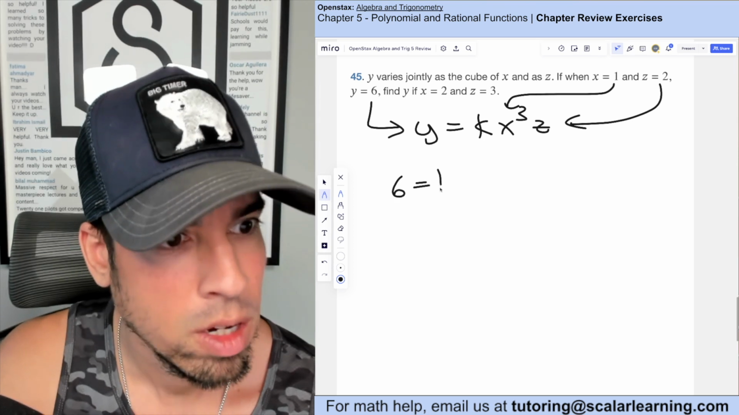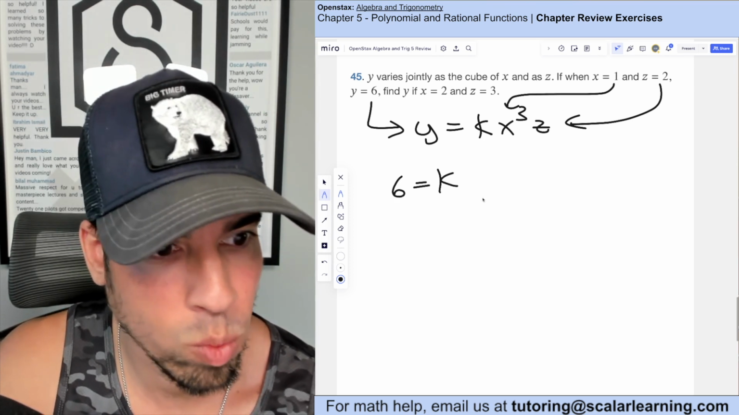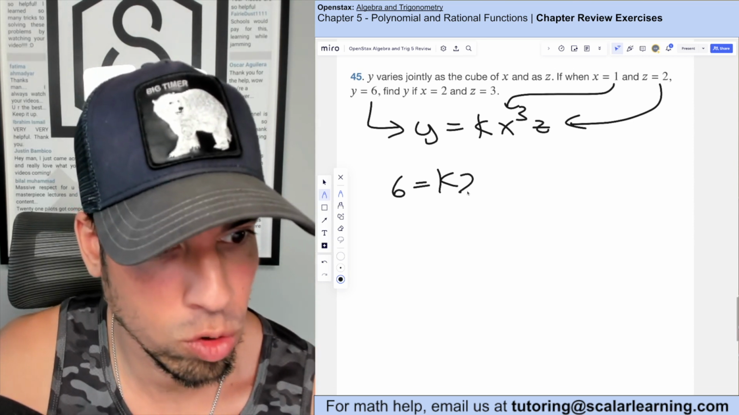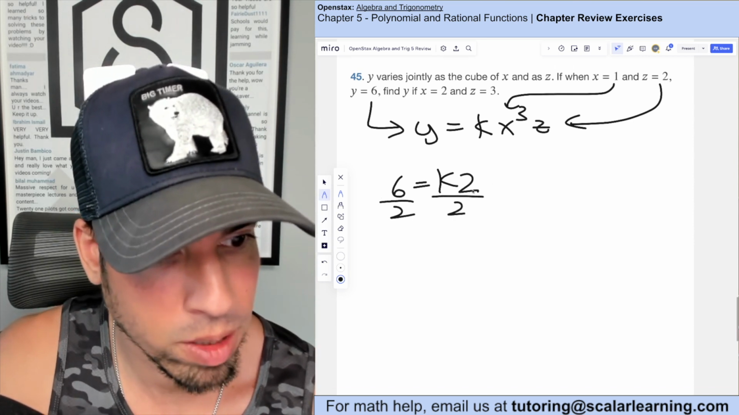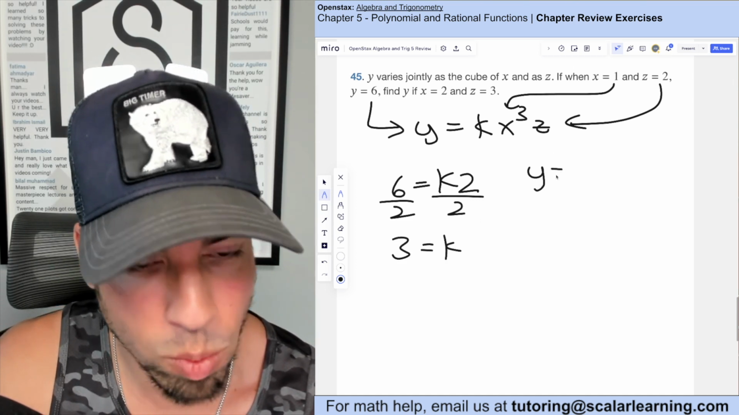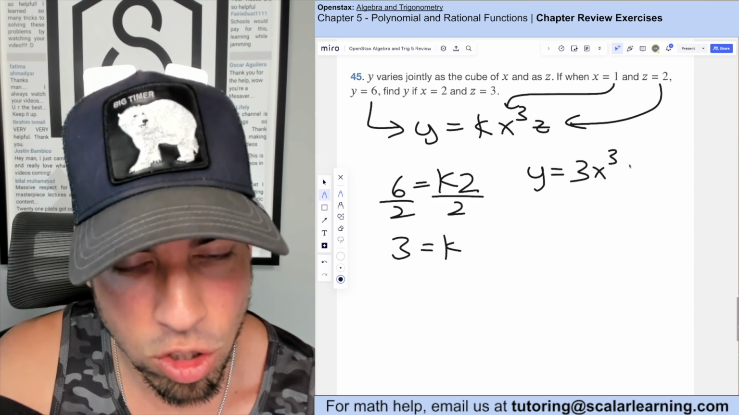6 equals k times, and x is 1. 1 cubed is just 1. We don't even need to write that. And then z is 2. So when we divide both sides by 2, we get k equals 3. So now I can rewrite this as y equals 3 times x cubed z.